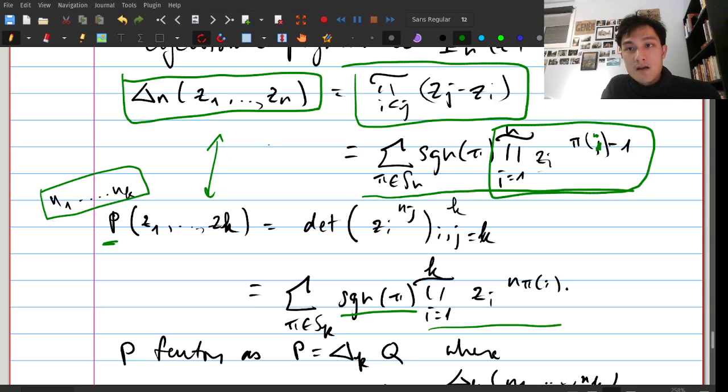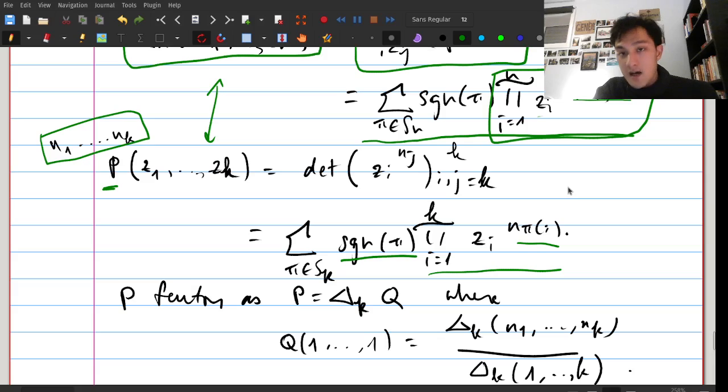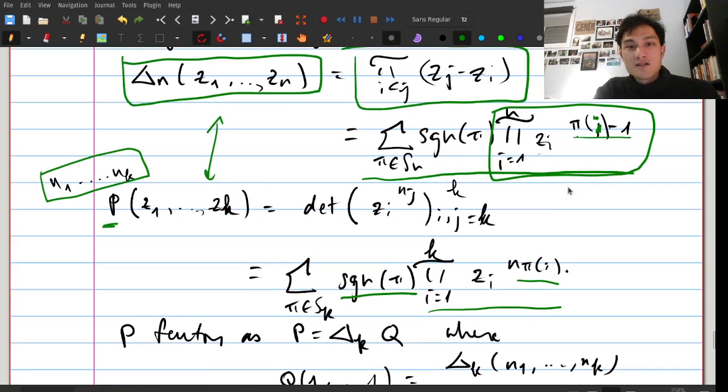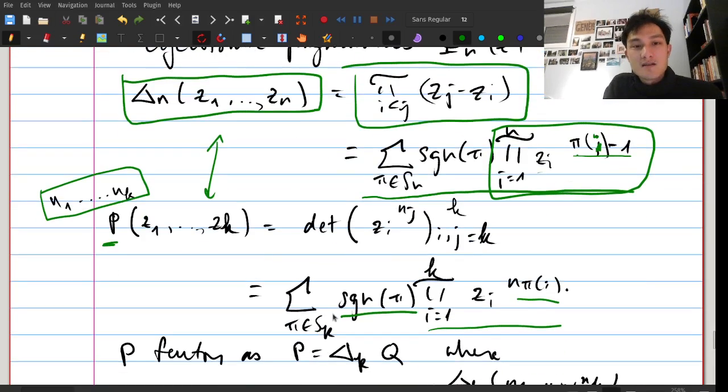So the top is a special case of the bottom when n equals k and ni is equal to i minus 1 for all i, right? So here we have pi(i) minus 1, and here we have n pi(i). So we want n pi(i) to be pi(i) minus 1. In other words, ni to be i minus 1. So that's why these are called generalized van der Waals determinants.